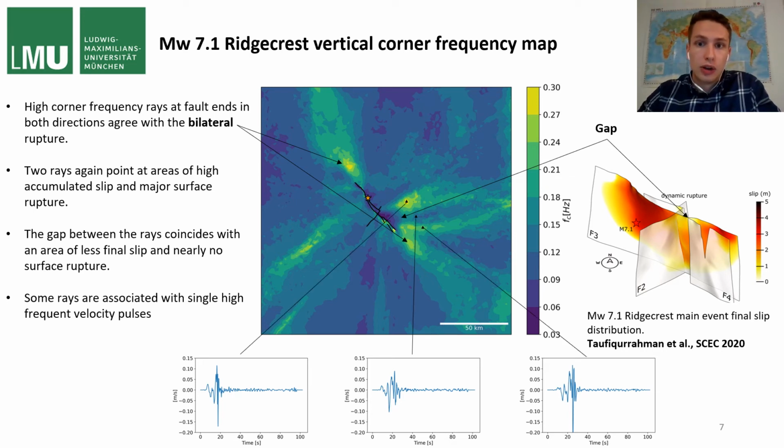So taking a closer look at the velocity waveforms on and in between those waves reveals that the high corner frequencies are associated with single high frequent velocity pulses, which are not present within the gap.